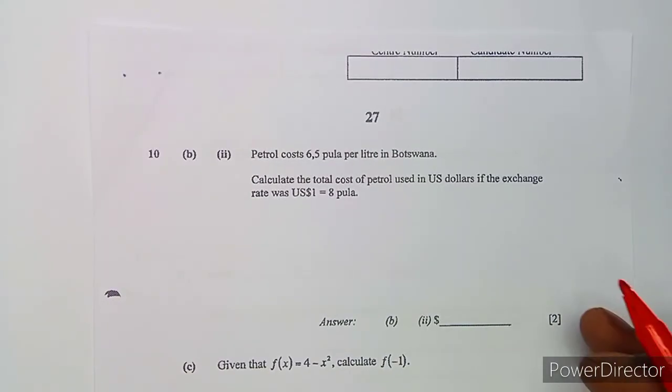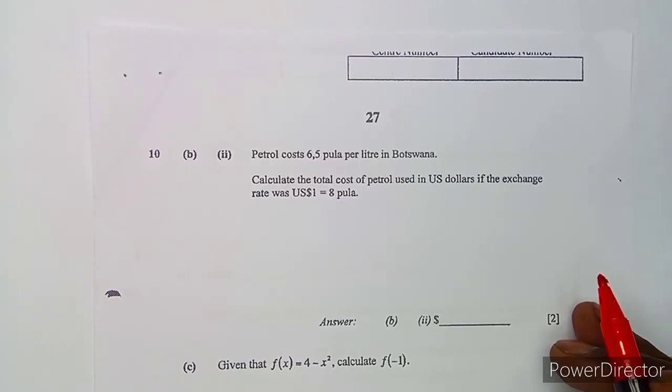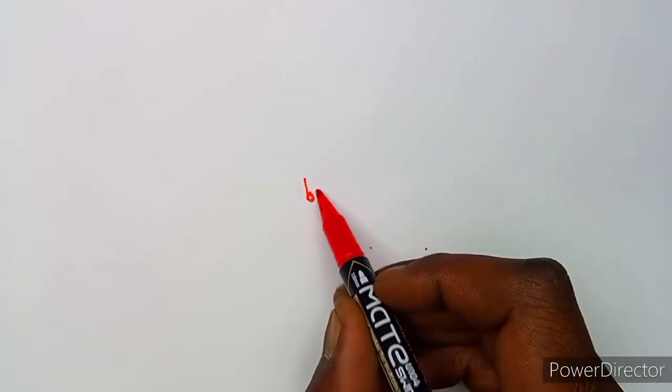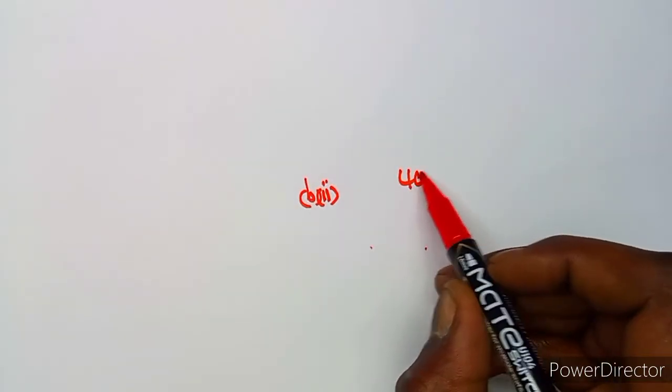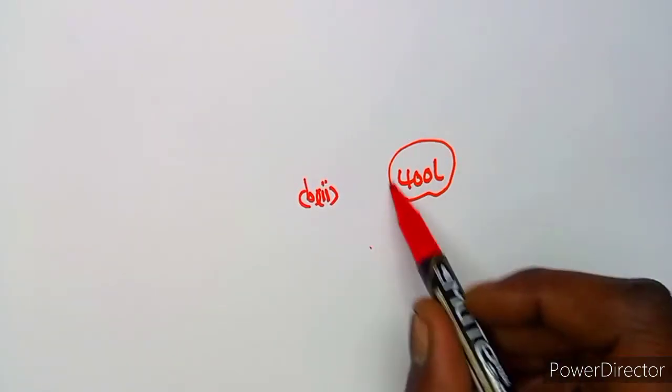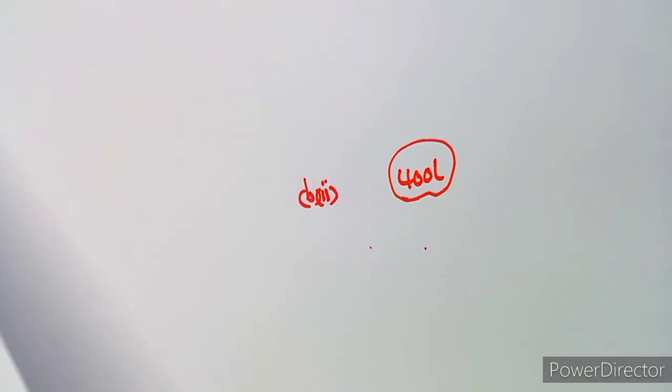Okay, so that's what we had from this particular section. Now they are given that petrol costs 6.5 pula per liter in Botswana. Calculate the total cost of petrol used in US dollars if the exchange rate was $1 to 8 pula. So let's start by knowing the total amount that was used to buy the petrol. Remember, we used 400 liters of petrol. This is what we used, okay?